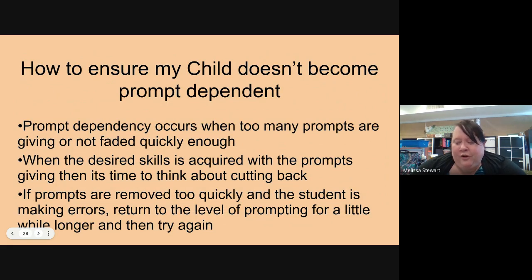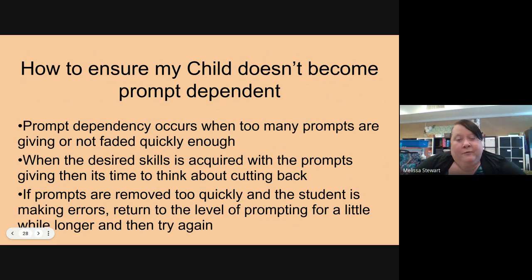How do we ensure that your child doesn't become prompt dependent? Prompt dependency occurs when too many prompts are given at once or not faded quickly enough. When the desired skill is acquired with the prompts and they're able to do it pretty consistently with the prompt that you're giving, then it's time to start thinking about cutting back a little or trying to fade it to a less intrusive prompt.